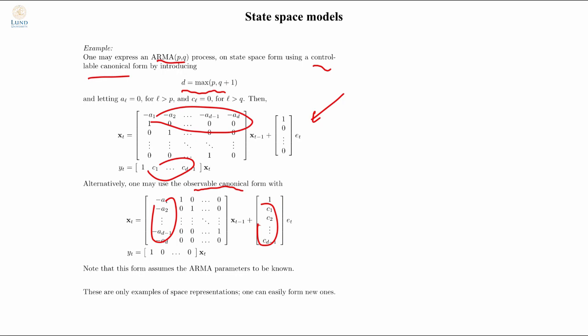So selecting the states can dictate how easy it is to form your solution and also how fast things are converging. Important to note here is that we are assuming that the A's and the C's are known.